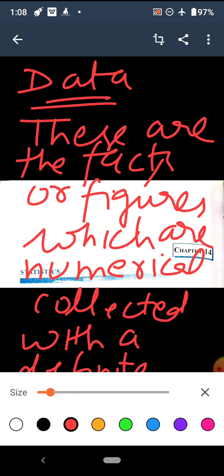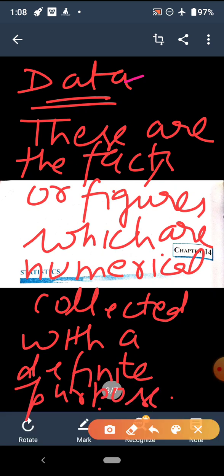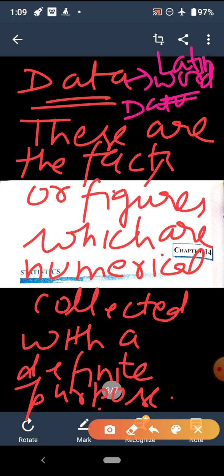Beta, the word data has been derived from a Latin word, datum. So the word data is not new for you. You have understood it in your earlier classes too. So after understanding data: data are the numerical figures which are collected for a particular purpose.